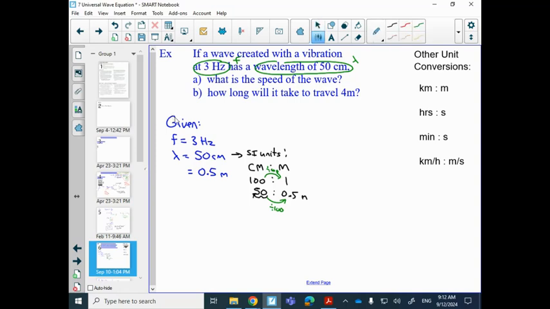Other unit conversions: we have 1 kilometer is 1,000 meters. We have 1 hour, so we've got minutes and seconds. One minute is 60 seconds. If we go for 1 hour, we'd multiply by 60 to get the number of minutes, and then multiply by 60 again, so you're going to have 3,600. And for kilometers per hour to meters per second, 1 meter per second is actually 3.6 kilometers per hour.